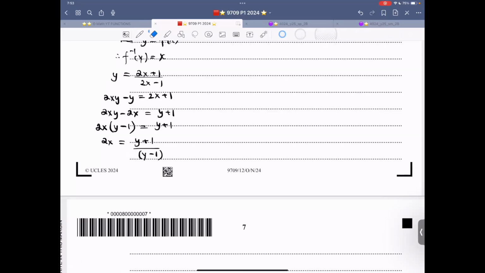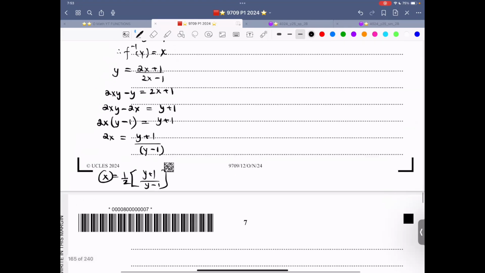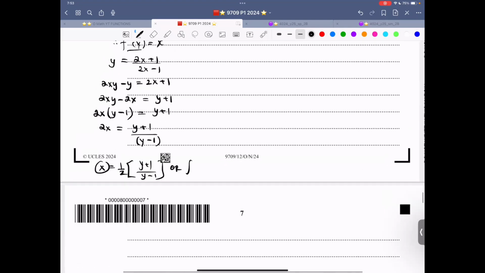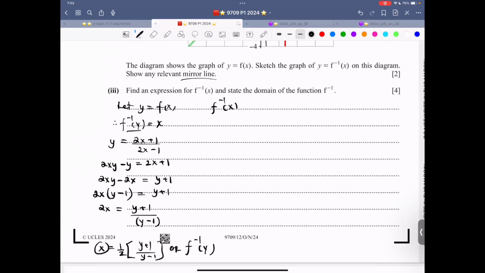Hold for a second. So now you make x the subject. So x equals half bracket y plus 1 over y minus 1. But what is x equal to? f inverse y. So this is f inverse y. In other words, f inverse x equals half bracket y plus 1 over y minus 1.